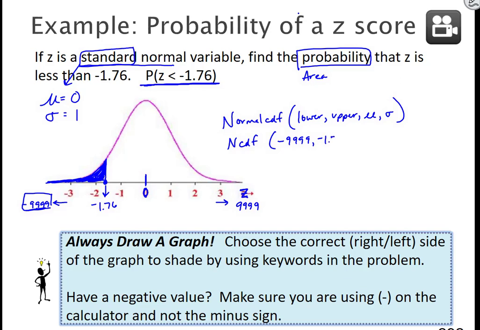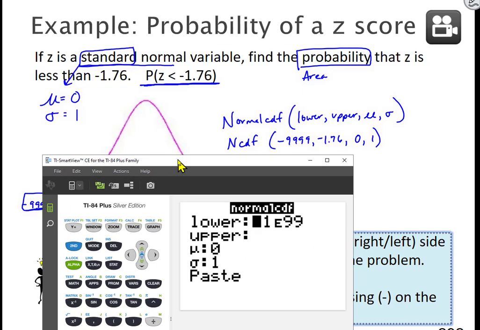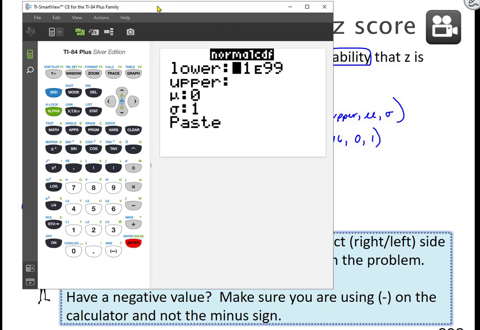And so it's kind of like saying the left side and the right side of your shaded value. The left side is lower, the right side is upper. And then our mu is 0, our sigma is 1. And so we go back to type that into the calculator. Again, if you have the old OS, you're just going to type it exactly the way we wrote it with commas in between. If you have the new OS, we're going to replace that lower boundary with the negative.